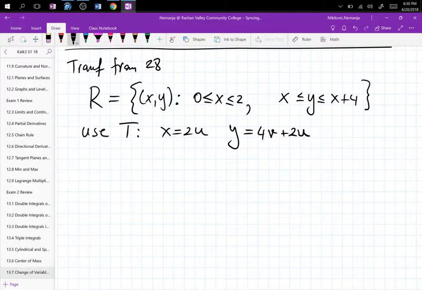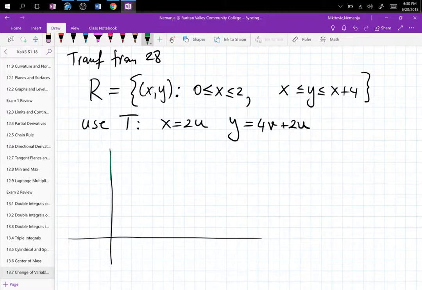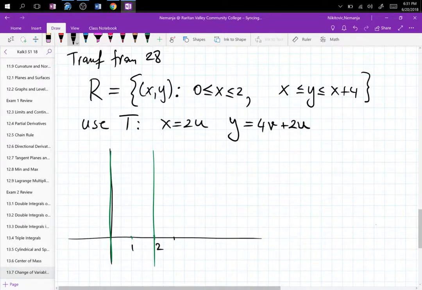X is in between 0 and 2. So technically, if I am to draw anything for that, I will put the bounds at 0 and 2. So these are the lines that I will later erase. So let's say this is one, 2, 3, good effort, 4.